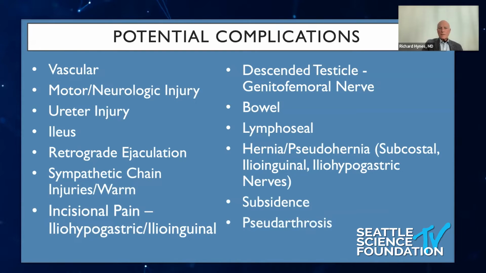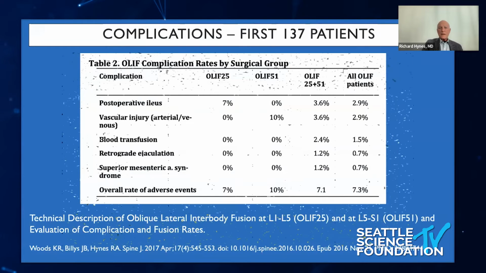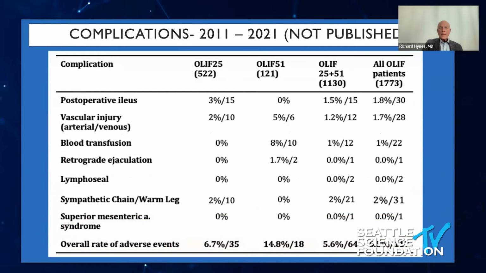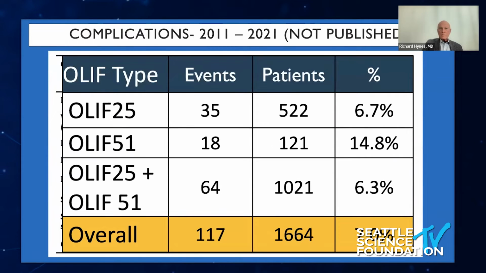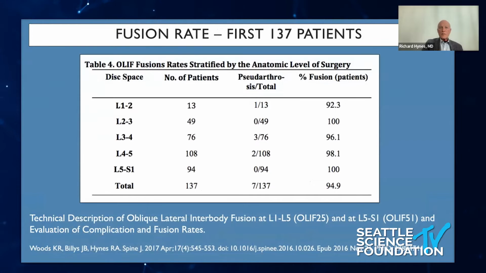And then subsidence and pseudoarthrosis occur. It occurs in all surgery, but I'll go through my experience: in my first 137 patients, the complication rate was very acceptable at 7% or so, and within the parameters of the literature for ALIF and retroperitoneal approaches historically. And then looking now, not published, at a large series of 1,600 levels, 1,600 patients, it's still a very acceptable rate of complications, and most of them are subsidence or pseudoarthroses. Now, not so much vascular or other soft tissue injuries.